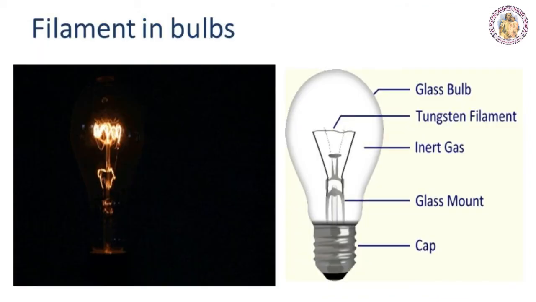Filament in bulbs. In electric bulbs, a small wire is used known as filament. The filament is made up of a material whose melting point is very high. When current passes through this wire, heat is produced in the filament. When the filament is heated, it glows and gives out light. Tungsten is the commonly used material to make the filament in bulbs.